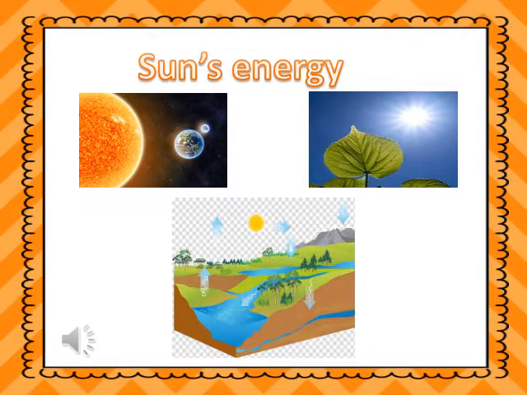We already know about the effects of the sun's energy. Its heat and light make Earth a place in which we can live. The sun's light energy can make the plants grow. The sun's energy also causes water to move through the water cycle.